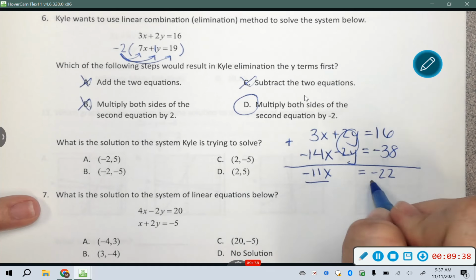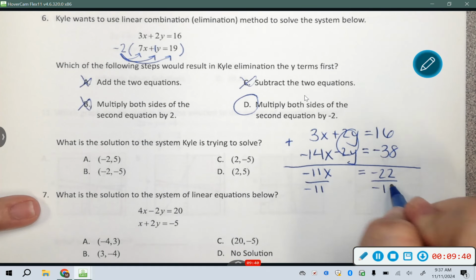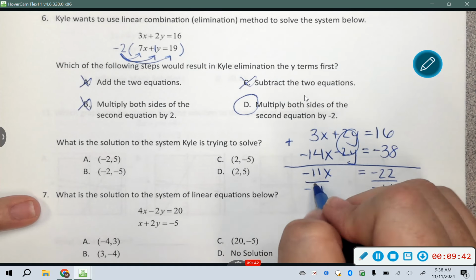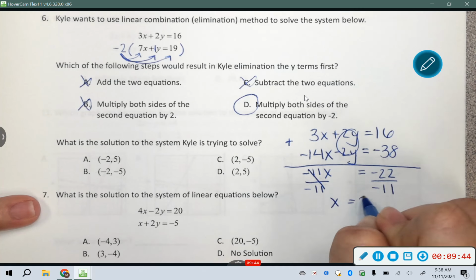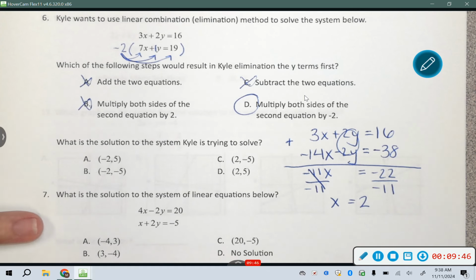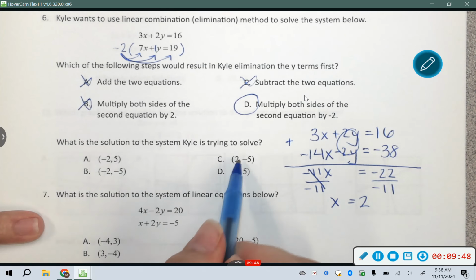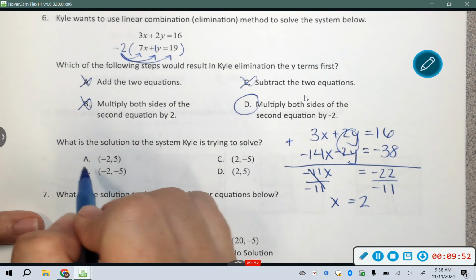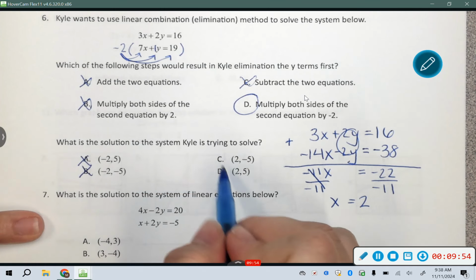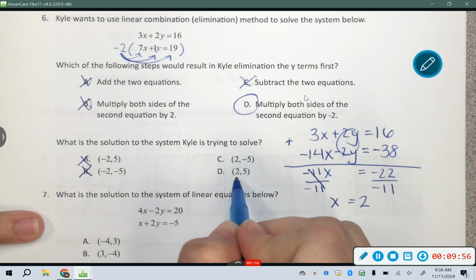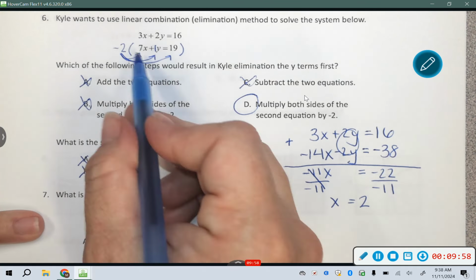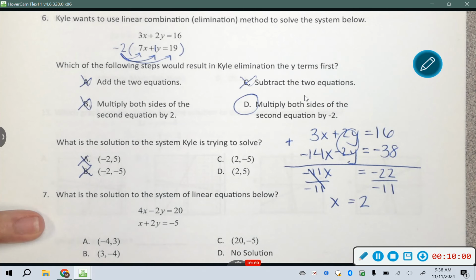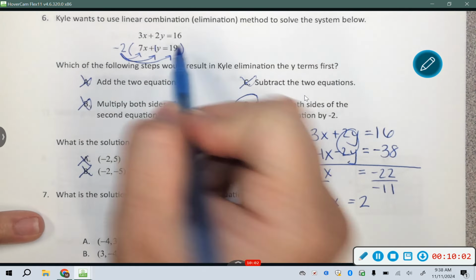The way I do that is I'm going to divide both sides by negative 11. And I get x equals positive 2. If I look at my answers, I see that these are both negative 2's. So I know I'm between C or D because these both have x as positive 2. And remember, we pick an equation, doesn't matter which one, to plug that 2 in. I'm going to pick the second one.